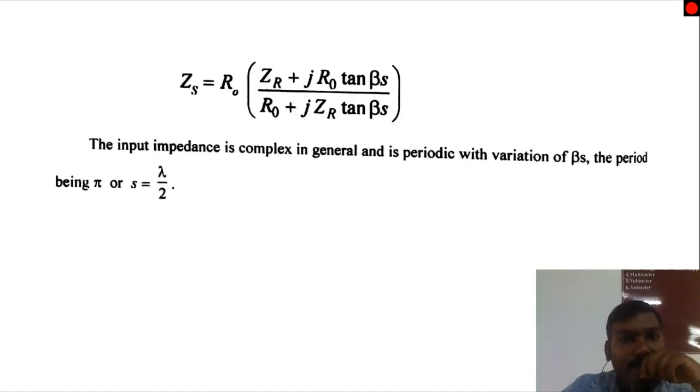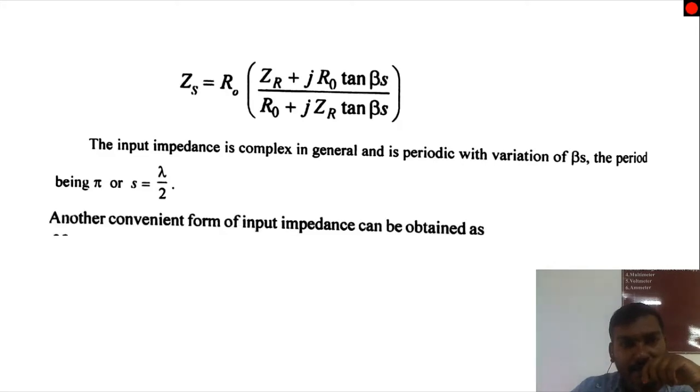The input impedance is complex in general, and it is periodic with variation of beta s. The period is pi, or s is equal to lambda by 2. What this says is that the input impedance is generally always a complex value. It is a periodic value, right? It repeats its values for every beta s of pi, that is, for s equal to lambda by 2.